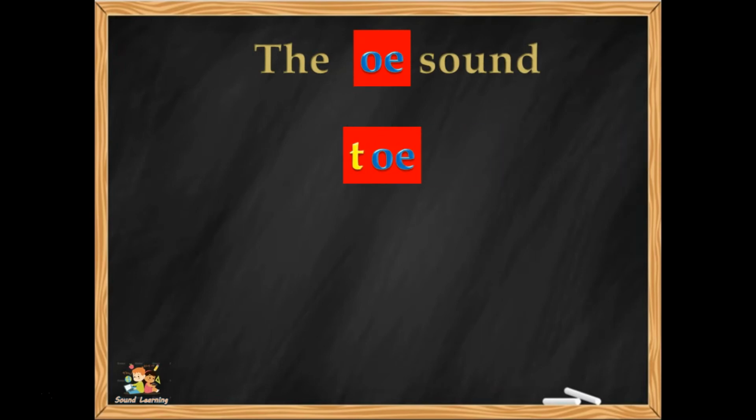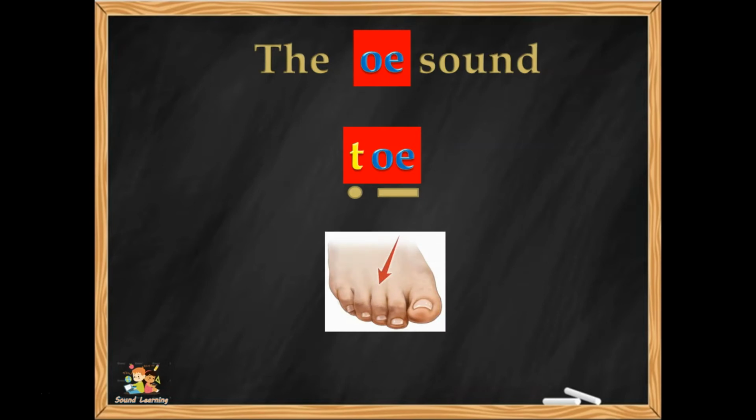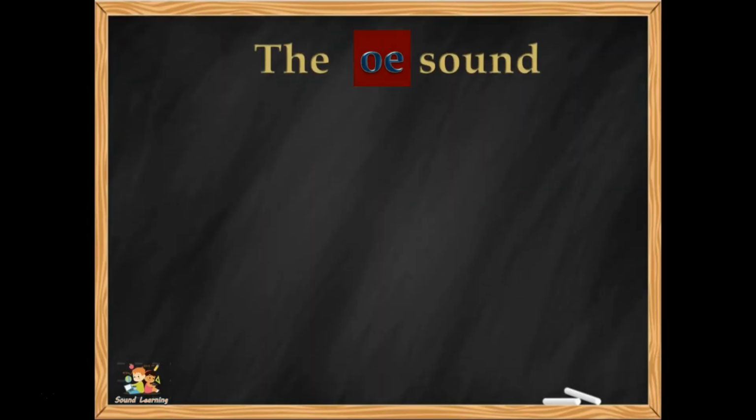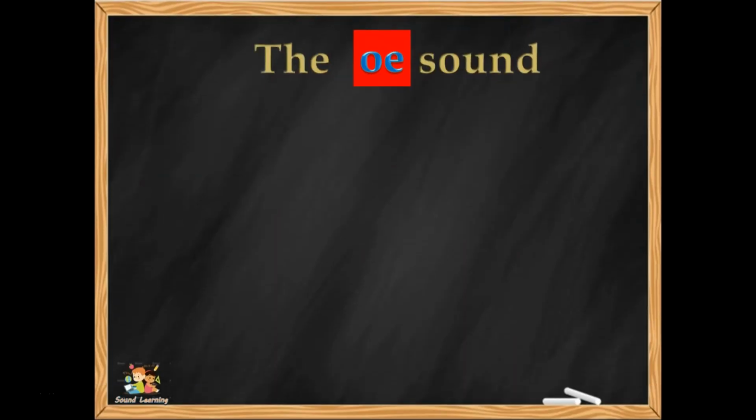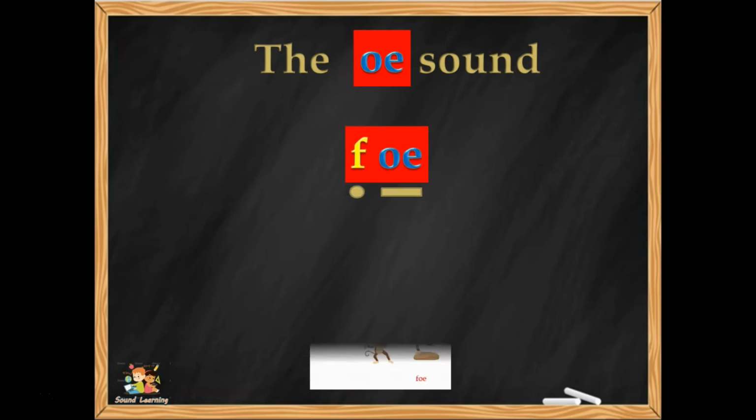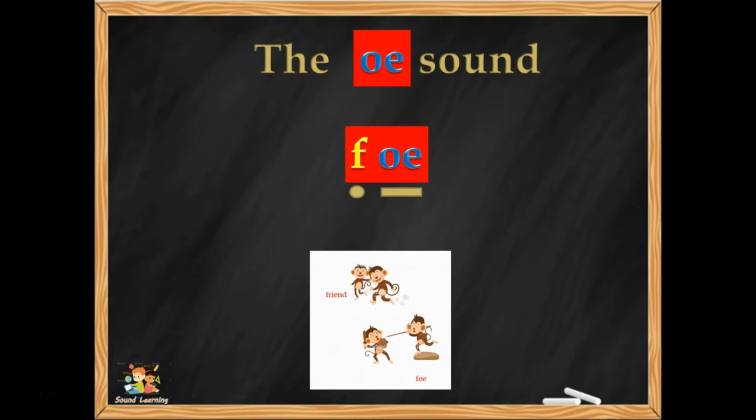O. T, O, toe. H, O, hoe. That's for digging the weeds up in your garden, a garden hoe. This is another O word. F, O, foe. It's another word for enemy.